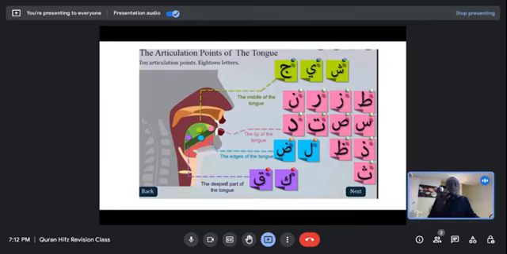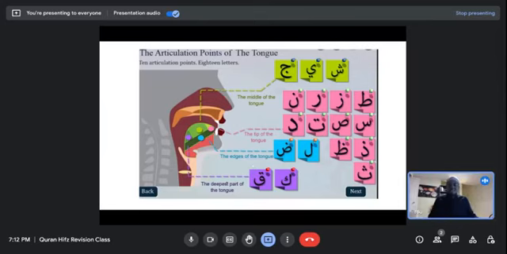What of the two letters that come out from the edges of the tongue? So the edge part of the tongue touches the premolar teeth. That's where the dod and the lam are pronounced. See how I'm going to pronounce the dod. Dod. See how my mouth swells, right? And lam. Another two letters that are very hard to pronounce are the kaf and the qaf.